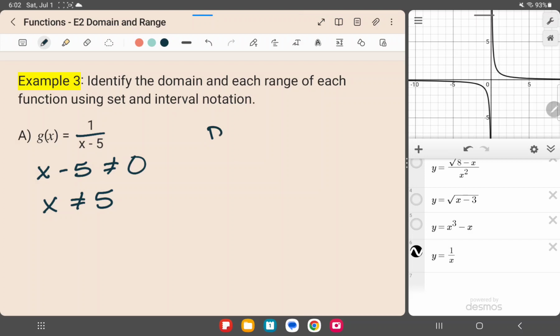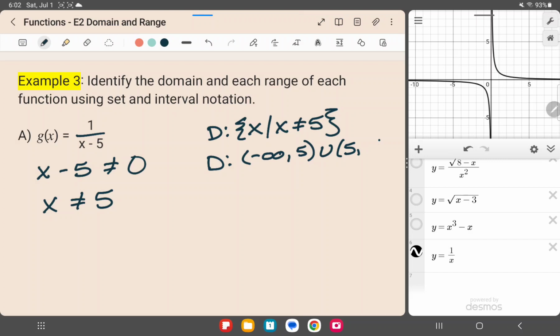So my domain for this function is going to be x such that x can't equal 5, or everything other than 5. So using interval notation, that's going to be everything from negative infinity up to 5. I'm going to use this U symbol, which stands for union, and then everything from 5 to positive infinity.